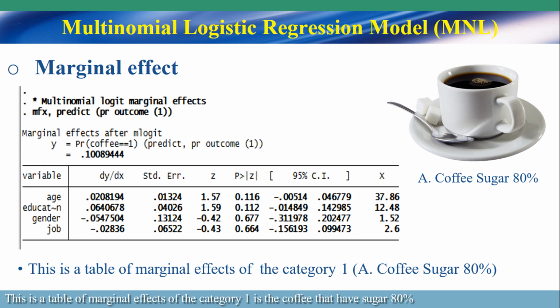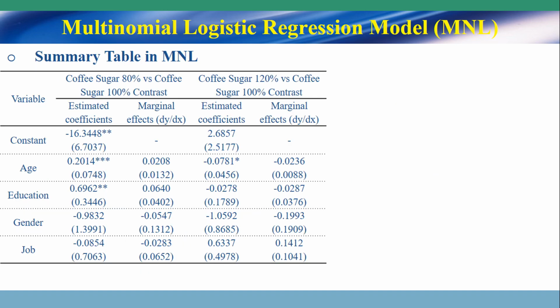This is a table of marginal effect on category 1, the coffee that has sugar 80%. This is the column of variable name. This is the column of marginal effect. This is the column of standard error. This is the column of t-value. And this is the column of p-value. This is the table that is usually used in a publication or article.